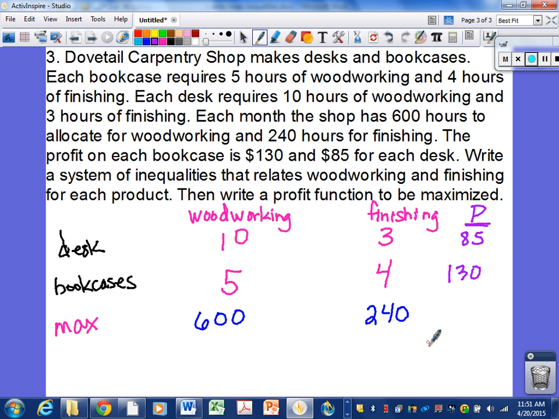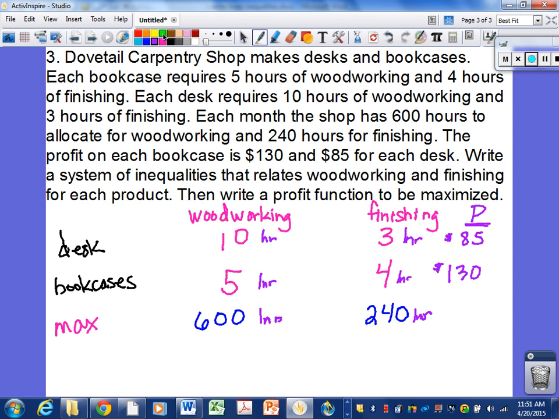Write a system of inequalities that relates woodworking and finishing for each product, and then a profit function. Okay, so we really need to make sure that when you do these, you keep the units the same. Write down things that are in like units. So looks like these are all in hours. This is cash and this is cash. Money here, money there. So 85 should not go with the hours because it's not the same units.